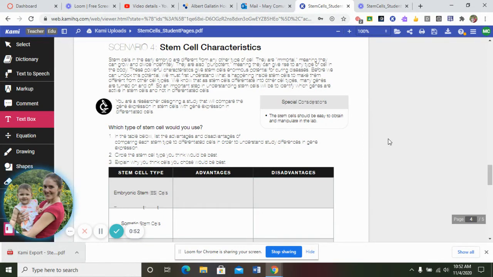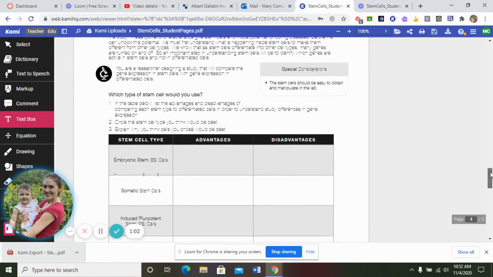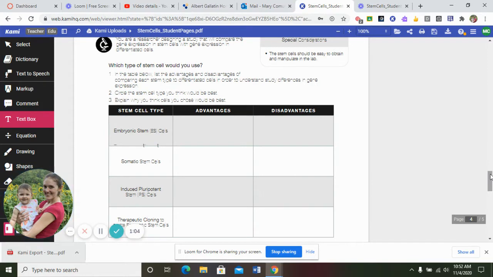You are a researcher designing a study that will compare the gene expression in stem cells with the gene expression in differentiated cells. So the only special consideration here is that the stem cells should be easy to obtain and manipulate in a lab. So a little bit of background information about that.